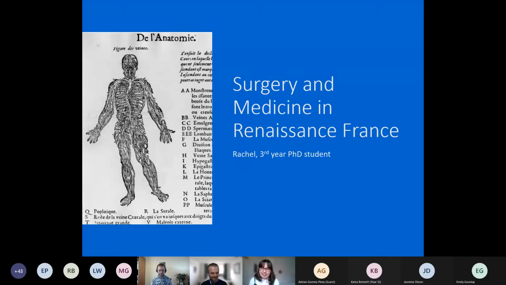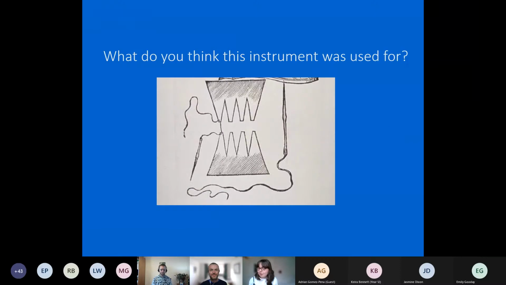I thought we could play a small game of Guess the Surgical Instrument. So all of the images that you're about to see are taken from the medical texts written by our mystery surgeon. And using Slido now, I'd like you to vote on our multiple choice questions for what you think is the most likely use of the instrument.